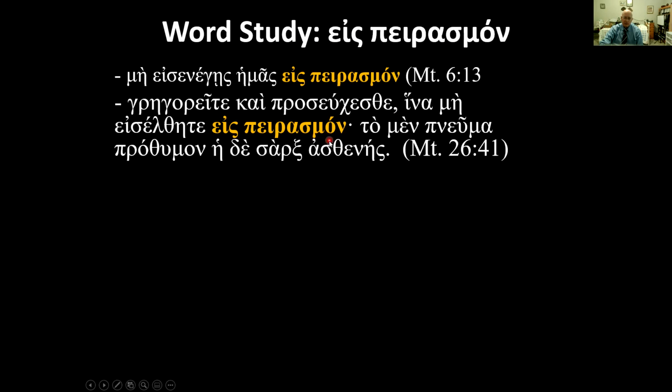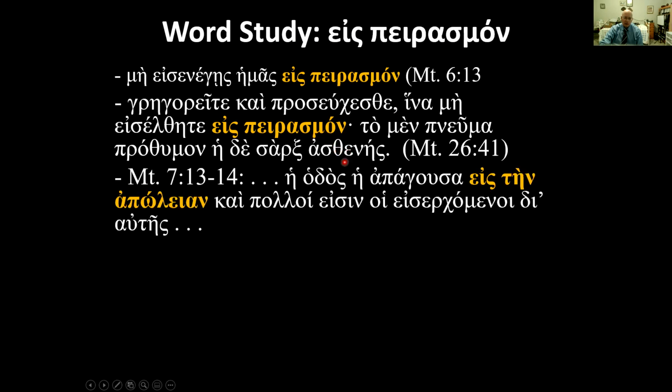The way which leads into destruction, apoleian, in Matthew 7:13 and 14, and many are those who enter through this gate, talking about the gate, the way which leads into destruction, into the place of destruction.